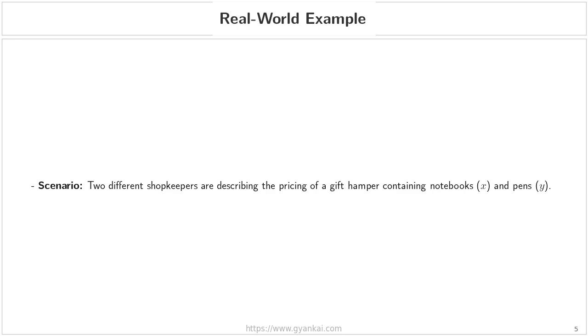Real-world example. Now that we have understood the theory behind coincident lines, let's put it into practice with a real-world example. Imagine we have a scenario involving two different shopkeepers, both describing the price of a gift hamper that contains notebooks, which we will represent with the variable x, and pens, represented by the variable y.